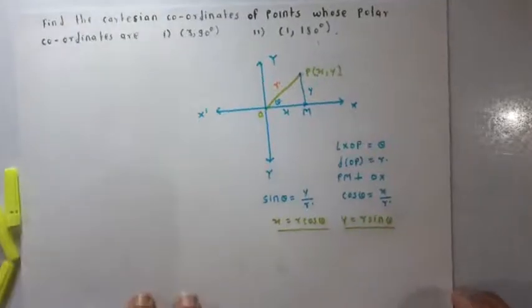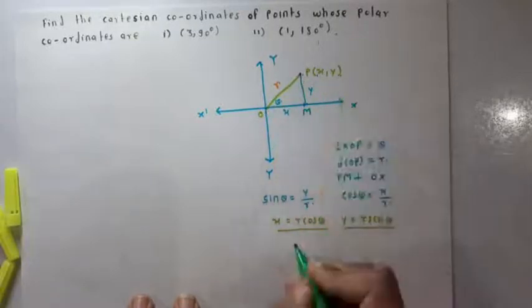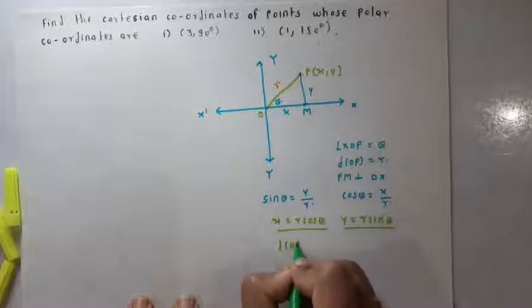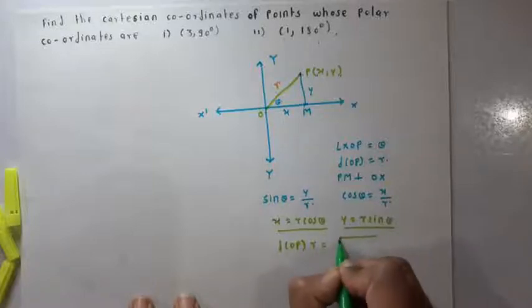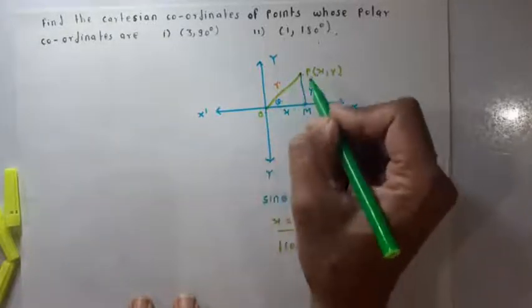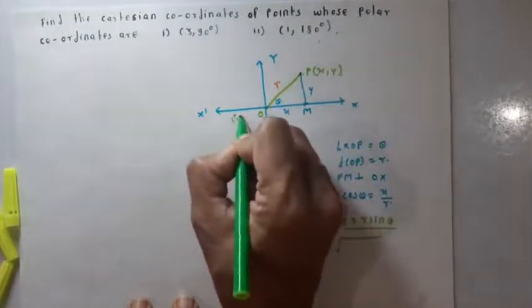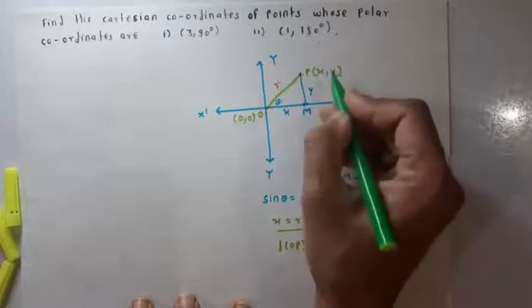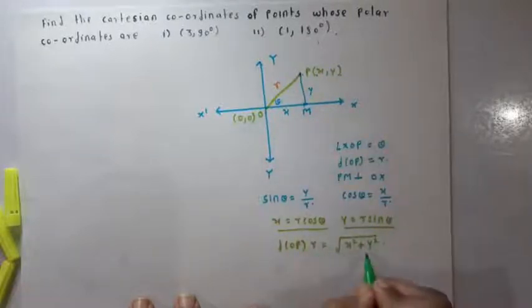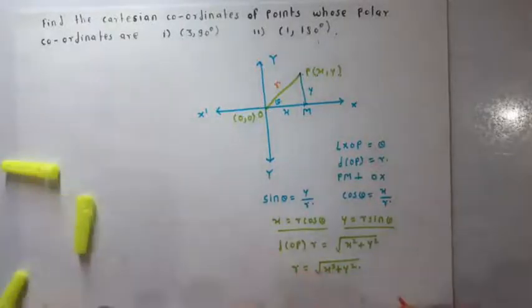Now the distance r is the distance OP. By using the distance formula, the square root of (x2 minus x1) whole square plus (y2 minus y1) whole square, and here the coordinates of the origin are (0, 0), so x minus 0 is x square plus y minus 0 is y square. And this is r. Therefore, r equals the square root of x square plus y square.